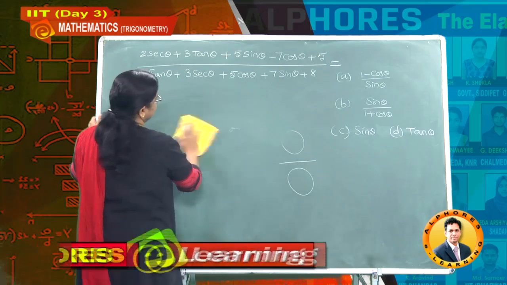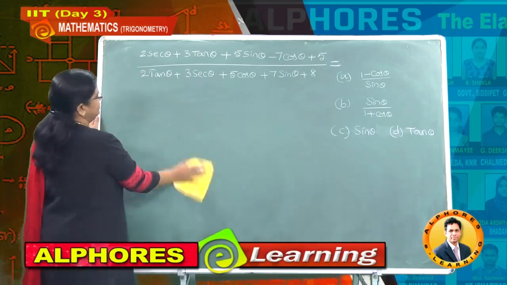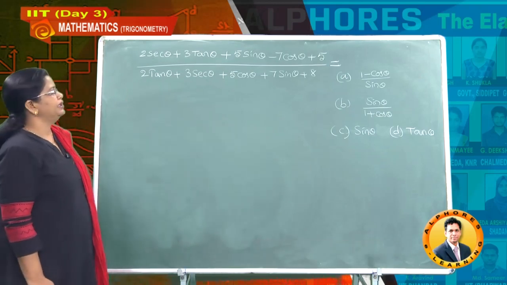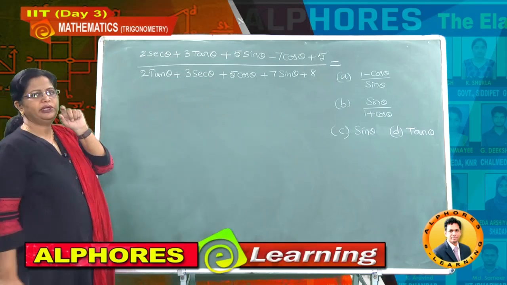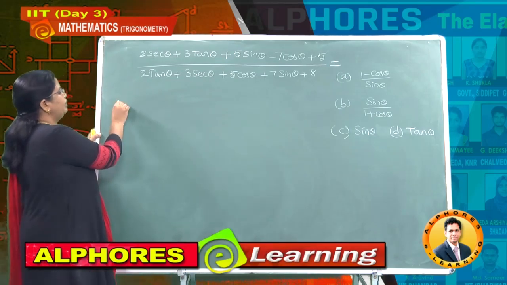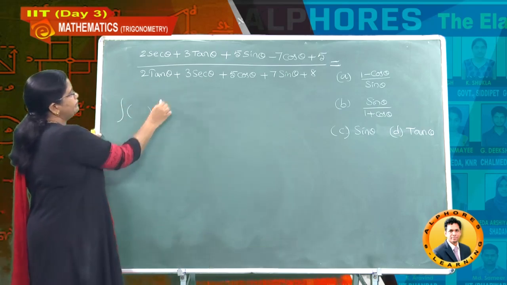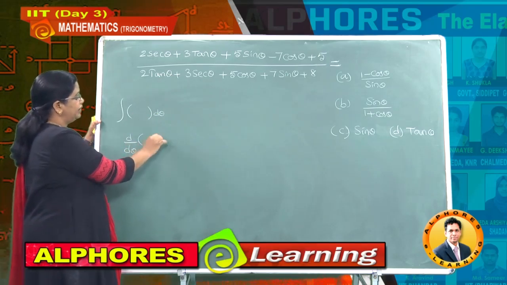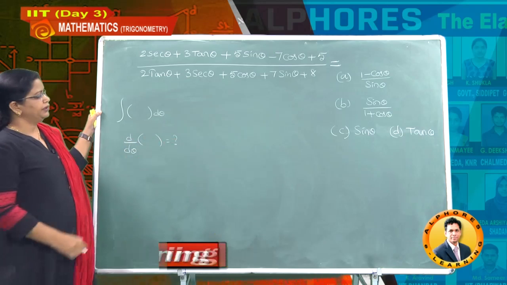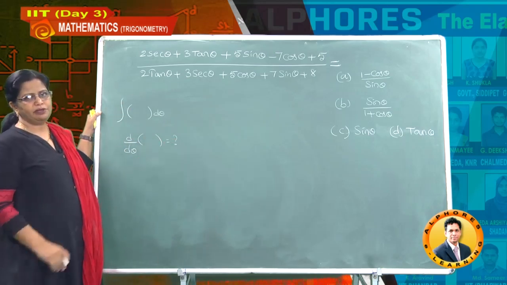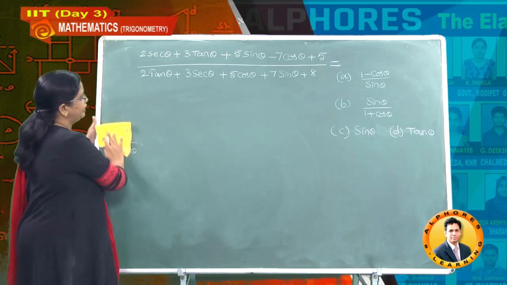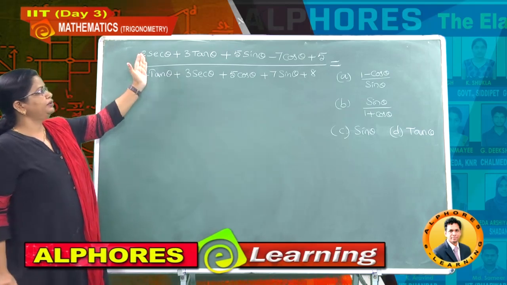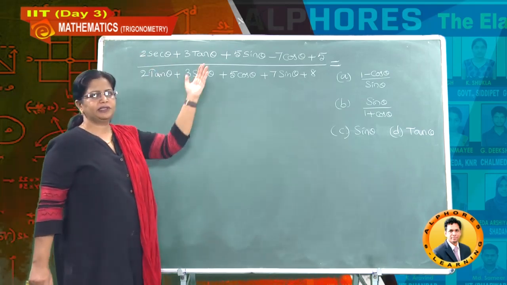Now how to solve this problem? If at all you try theta equal to 45 degrees, you will get the answer, no doubt. But at the same time, you should know the direct procedure, because they may ask the integral of the entire value d theta, or they may ask d by d theta of the entire value. Understand? So that time also you should know this type of answer. So how to solve this one? As the options are given in terms of sin and cos, I want to reduce the total problem in terms of sin and cos.